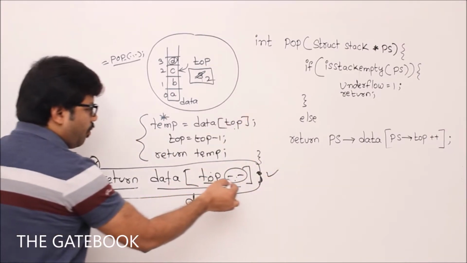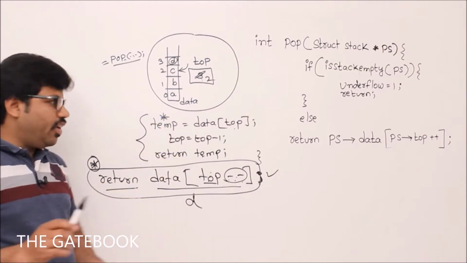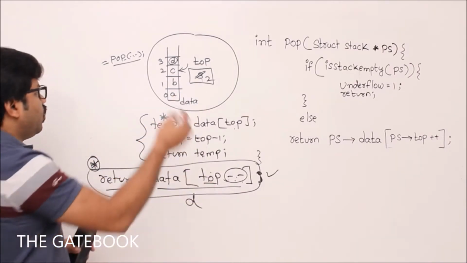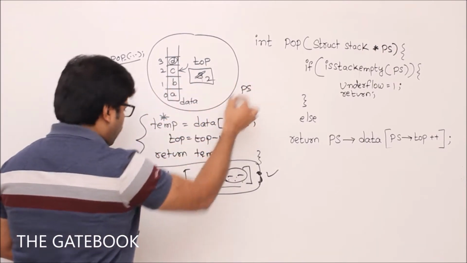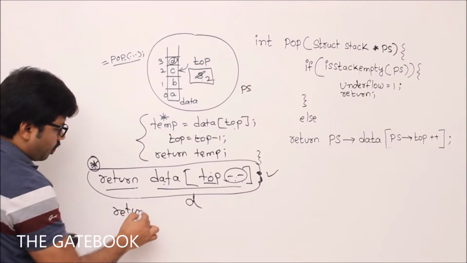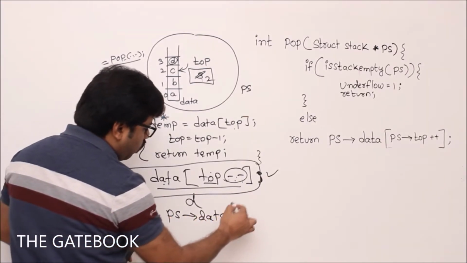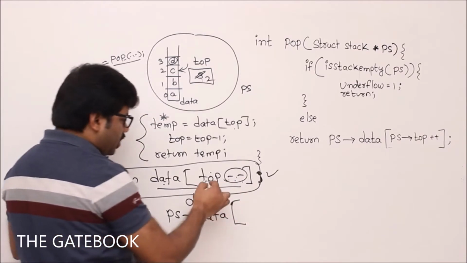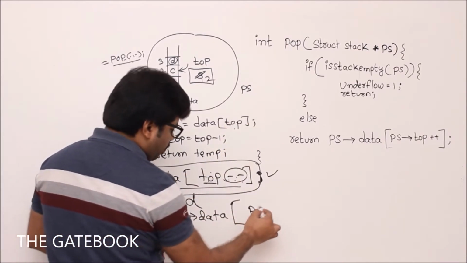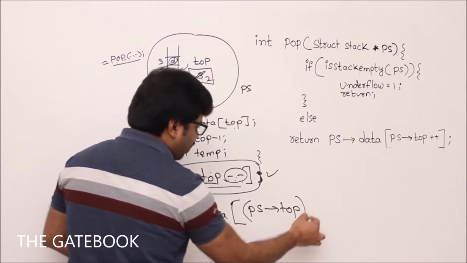Return data of top minus minus. But you can't access data and top directly. We have a pointer for that, correct? When you have pointer PS, we know that data is nothing but PS cap data. Let me replace it. Return PS cap data of top minus minus. What is top? Top is nothing but for us PS cap top. That's it. PS cap top of minus minus.